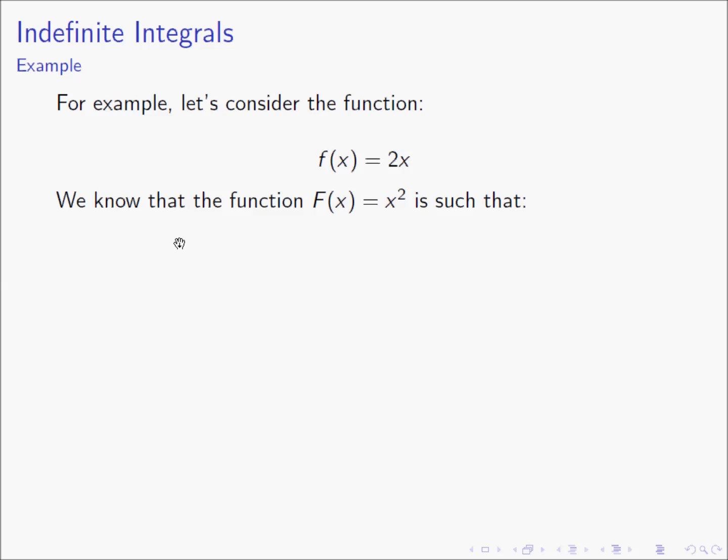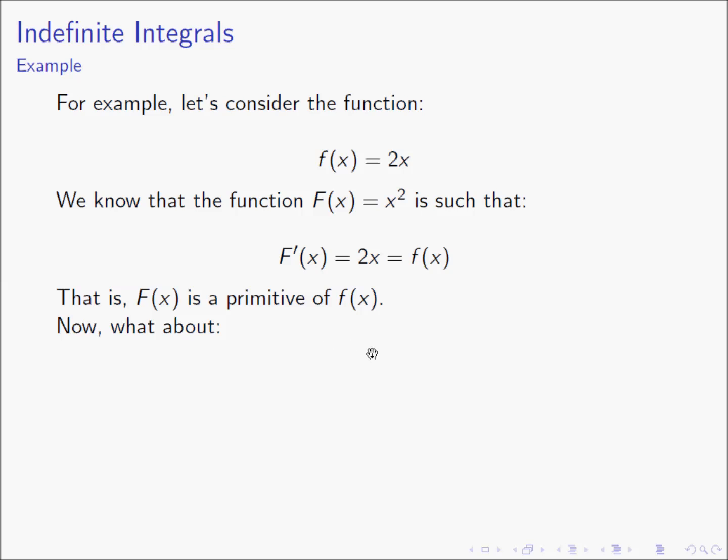We know that if we take the function x squared, its derivative is 2x. So we found the primitive, a primitive of this function, one primitive. Because as we're going to see, there could be many primitives to a single function. And let's talk about that.